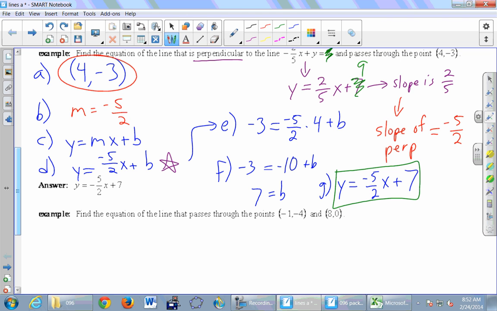Any questions on the process? That's right, perpendicular.